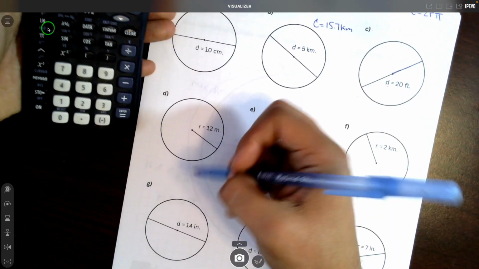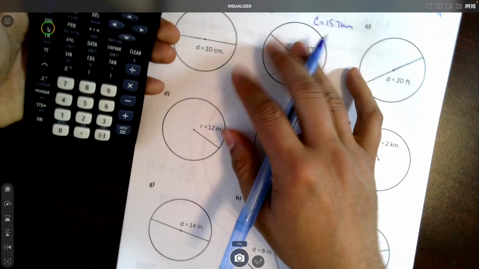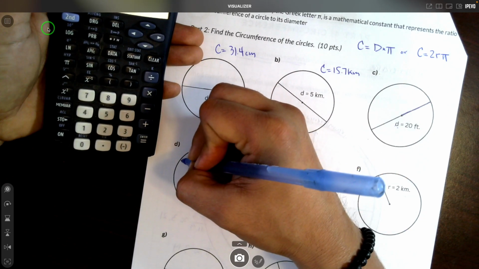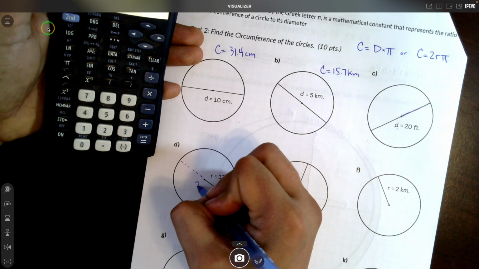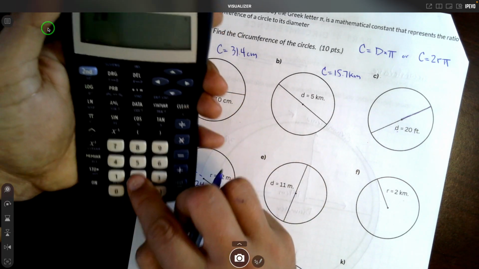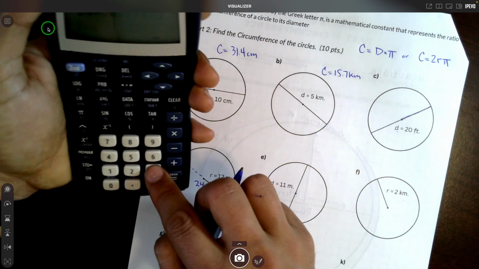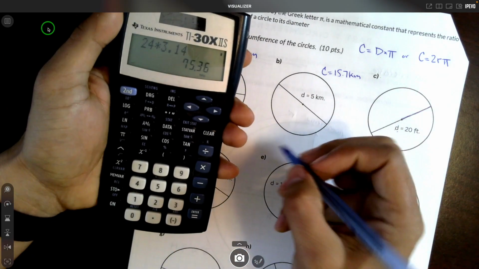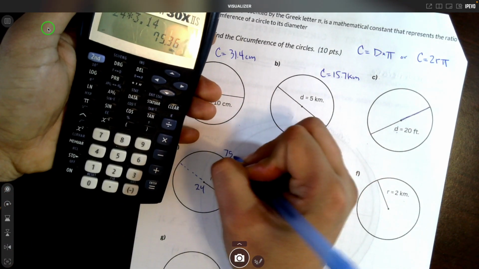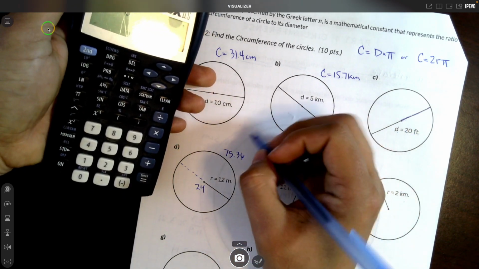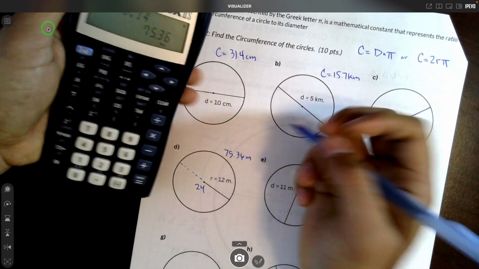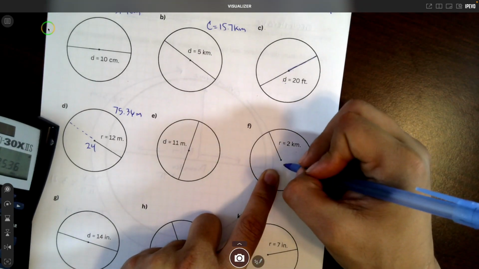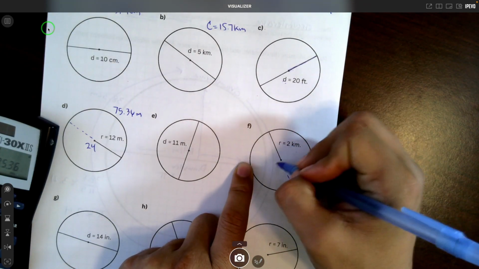What about if they give you just the radius? If they give you the radius, you've got to double this. So it's not 12, it's 24. So then you do 24 times 3.14, which is 75.36 meters. Okay.